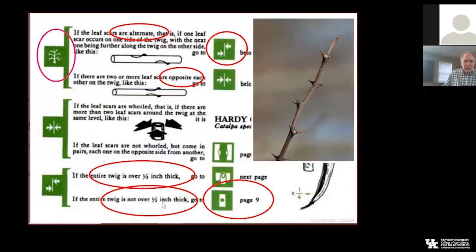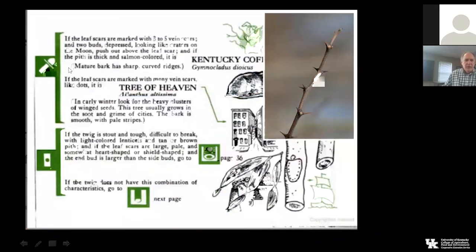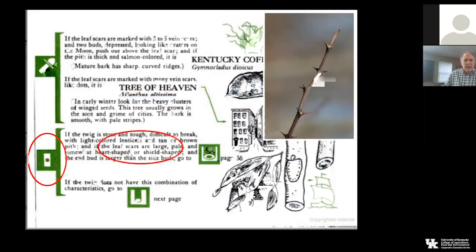So it says if it's not over an inch, go to page 9 and look for this icon. So we're going to run to page 9. Here's the icon down here. There's a lot of text here, but to save you from reading all that, it says the leaf scars are large or it doesn't have this combination. There's a lot of characteristics they're looking at here, but one of them is the leaf scars are not large. And here is the leaf scar. That to me is not very large. So I'm going to say that we don't have that combination. Go to the next page and take this icon with you.